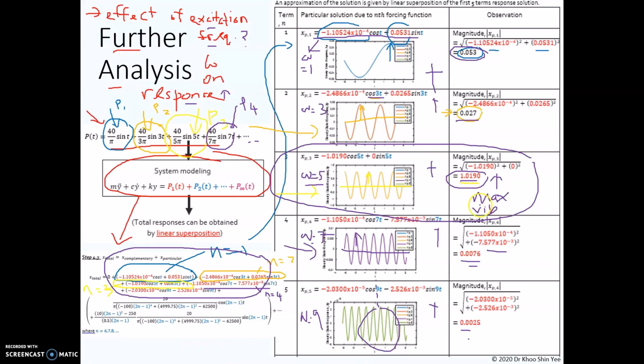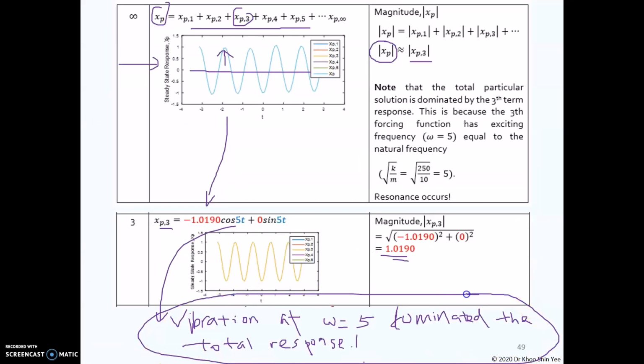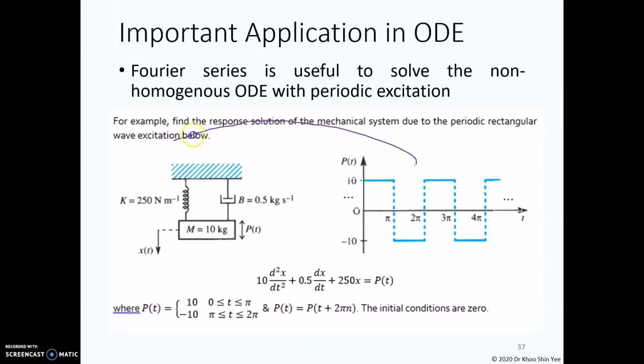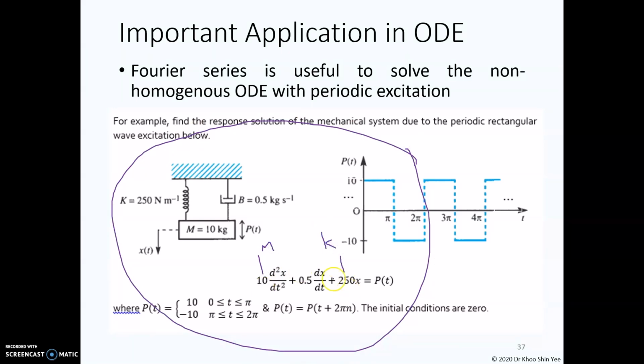So you obtain the maximum vibration at the excitation frequency equal to 5 here, and why does the vibration at the excitation frequency equal to 5 dominate the total response? This is because of the resonance. Resonance happens when the excitation frequency equals the natural frequency. And you can find the natural frequency by using this formula. Natural frequency is equal to square root of k over m. And you can obtain the k and m from the question, where your m is equal to 10 and your k is equal to 250. Therefore, you compute the natural frequency as square root of k over m, substitute k and m inside, and compute it, you obtain the natural frequency equal to 5.